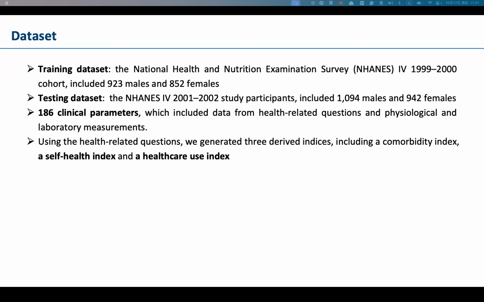I'm not sure how many parameters the dataset includes, but this paper uses 186 clinical parameters. And it also uses a self-rated health index and a healthcare use index.